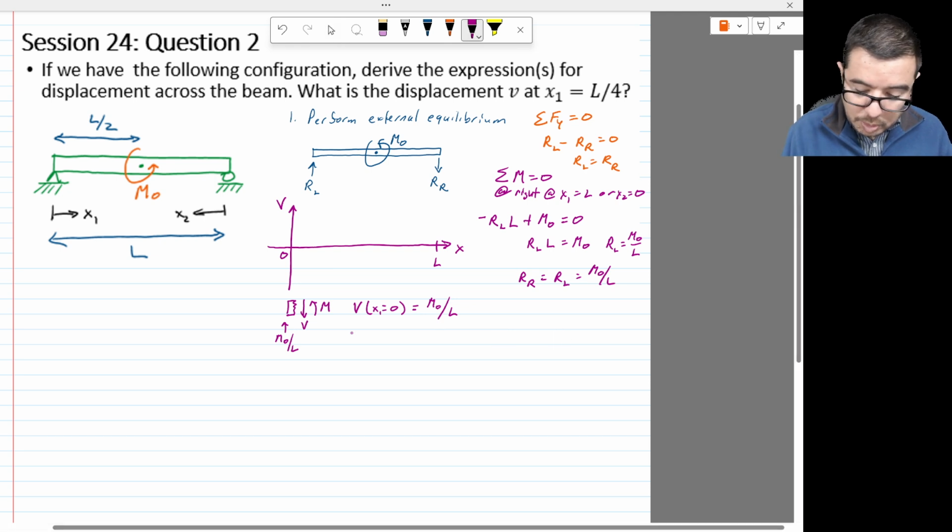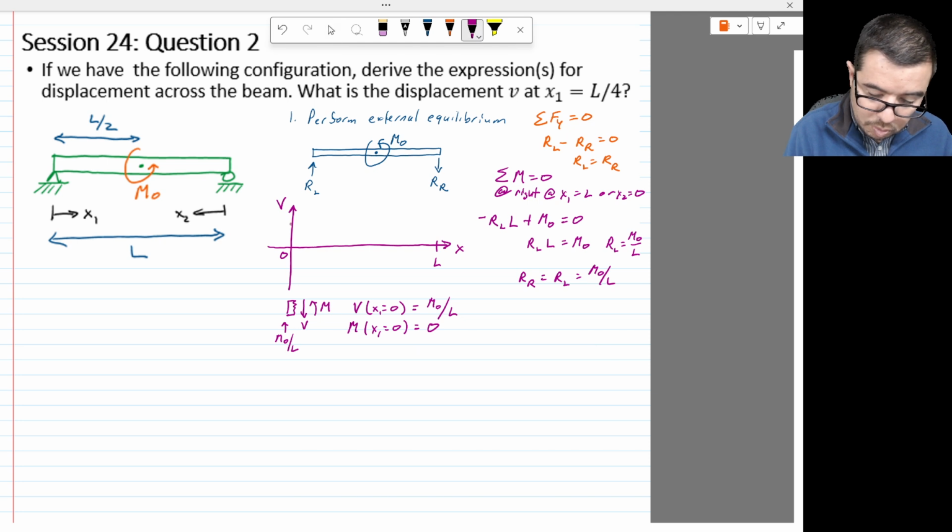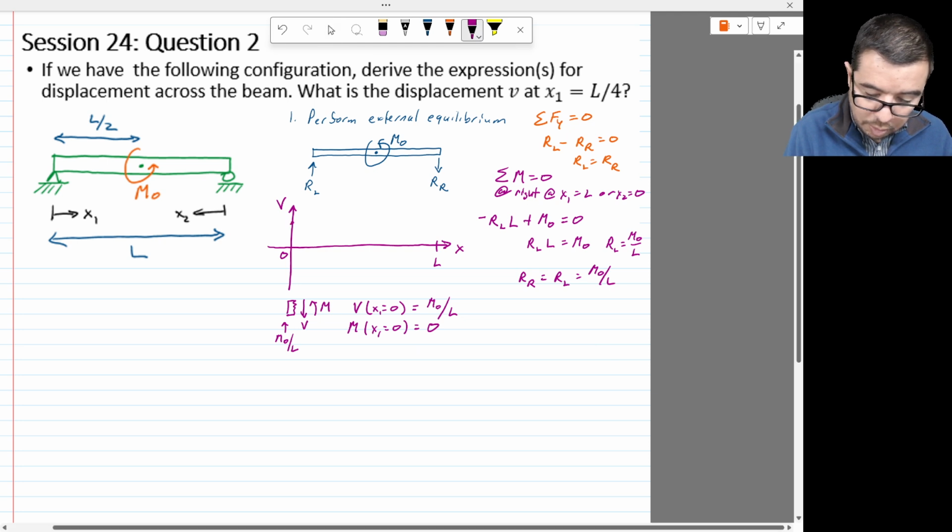And the bending moment at x1 equals 0 is just going to be 0. On the right side, we can say, so that gives us a value, right? So we'll say this is going to start off at M naught over L.